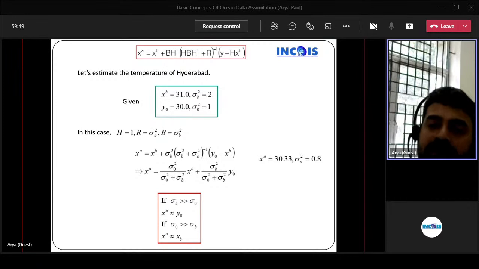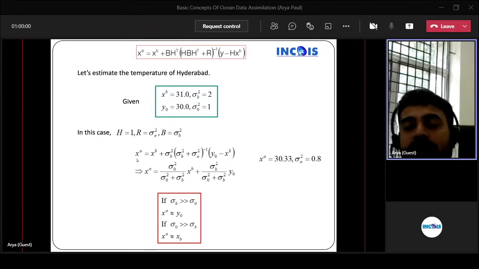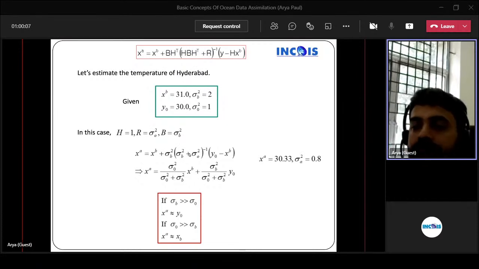Given this, what is going to be my model analysis? After data assimilation, what am I going to get? So I plug in all these values into the equations on the top. My xa is going to be xb plus B, which is sigma b squared, H is 1. Then the bracket H B H transpose, again H and H transpose are both 1, so it is sigma b squared plus R, which is sigma o squared, inverse of this bracket, and then y is yo minus xb. H is anyway 1. So when I solve this, what I see is that my xa is sigma o squared divided by sigma o squared plus sigma b squared times xb, plus sigma b squared divided by sigma o squared plus sigma b squared times yo.